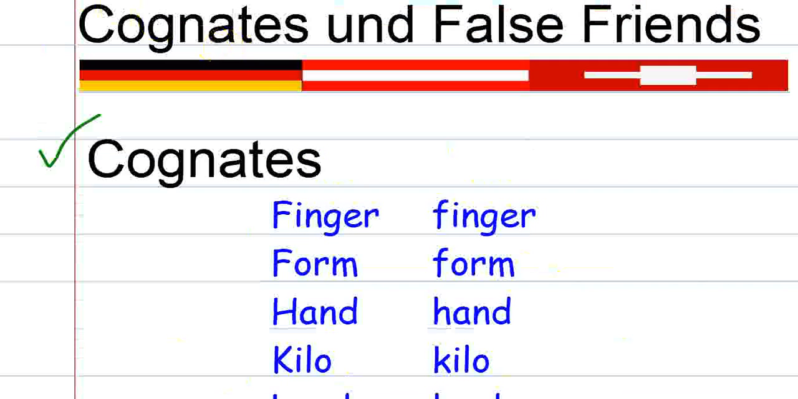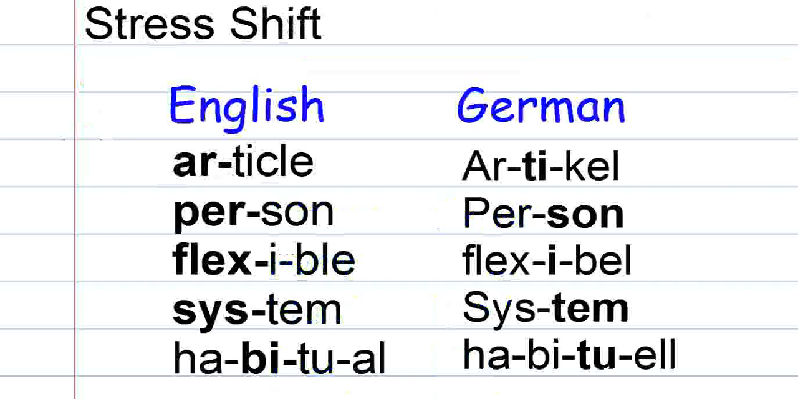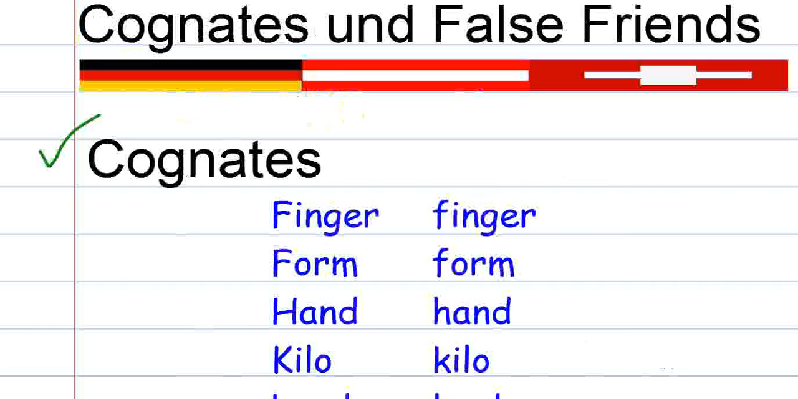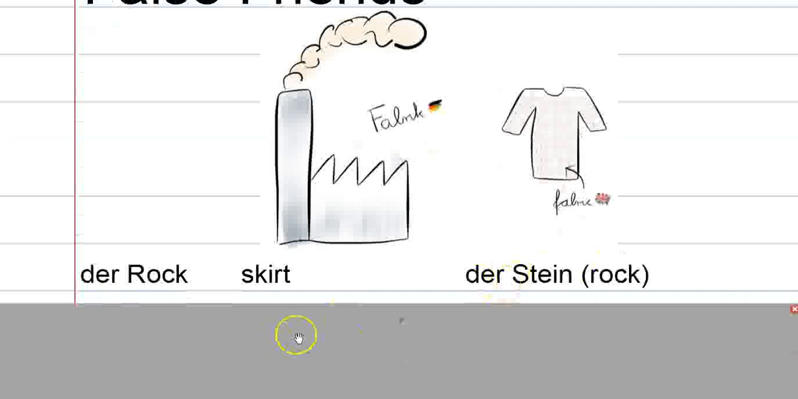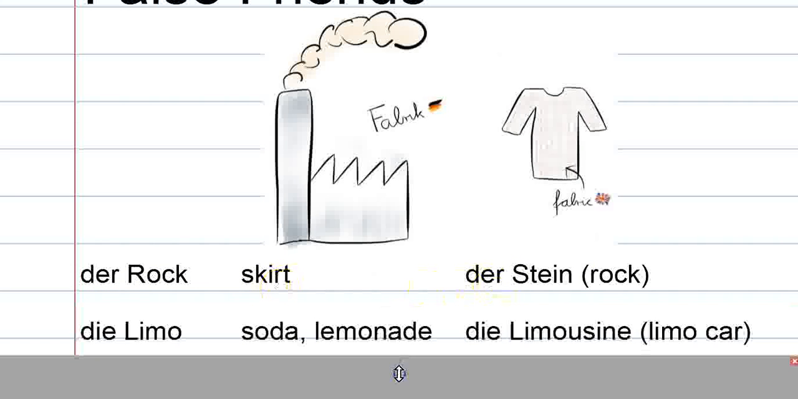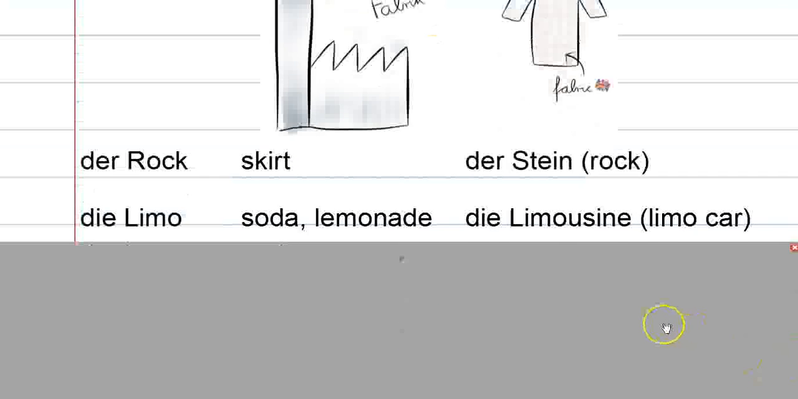Now, what about ones that look similar but have totally different meanings? These are false friends. And the false friends in German would be something like Fabrik, which means factory, but in English, fabric means fabric. So here's one. Der Rock does not mean rock, it means skirt. Die Limo is not a limo, it's a soda drink, a carbonated beverage.